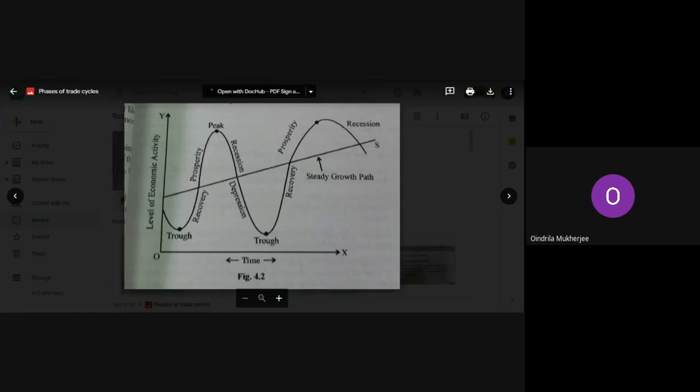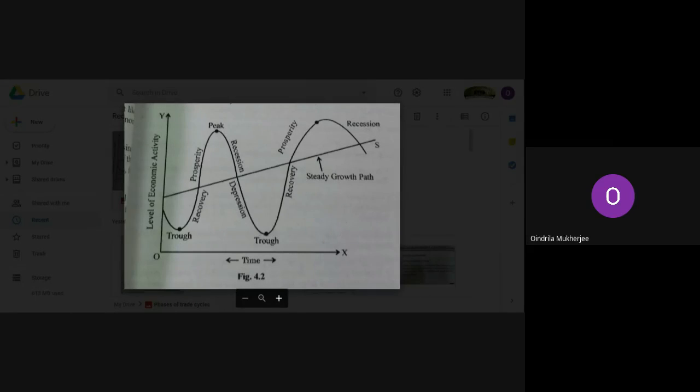So what are those four phases? Okay, Shreyas Gaikwad has given me the correct answer. Very good. It is depression, then it is recovery, then it is prosperity, and then it is recession. So these are the four phases of the business cycle, right?